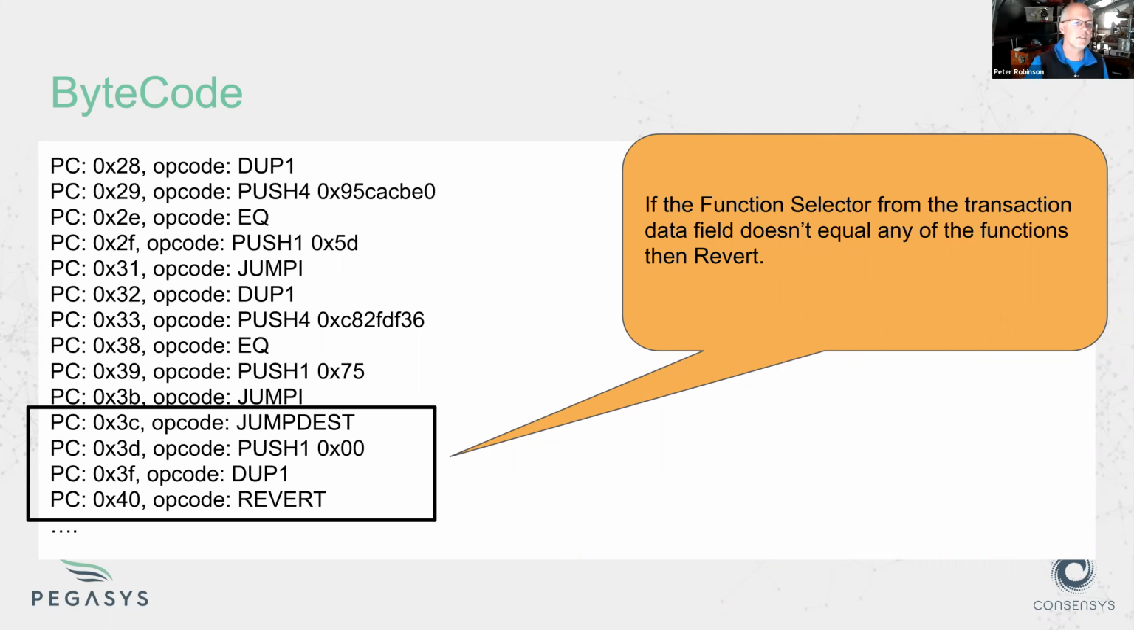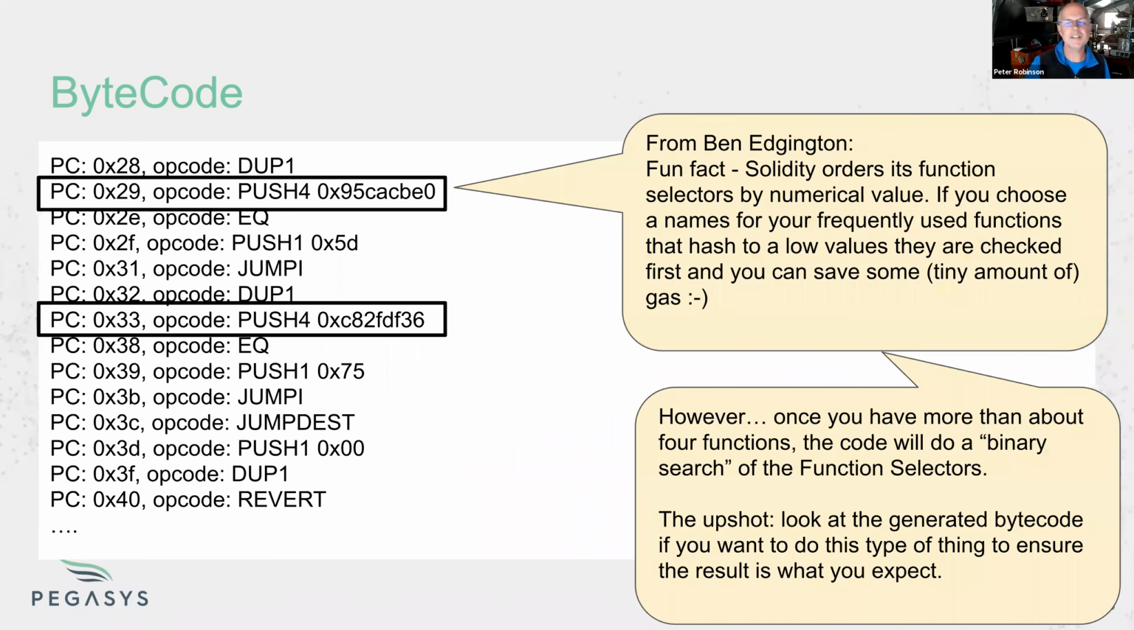Okay, so Ben mentioned something that I didn't realize. When you're looking at the offsets in the bytecode, they're put in ascending order. And so Ben was saying, what you could do is try and work out a function name that produced a function selector with a low value, so it was going to be higher up. So your important and oft used functions would be higher up.